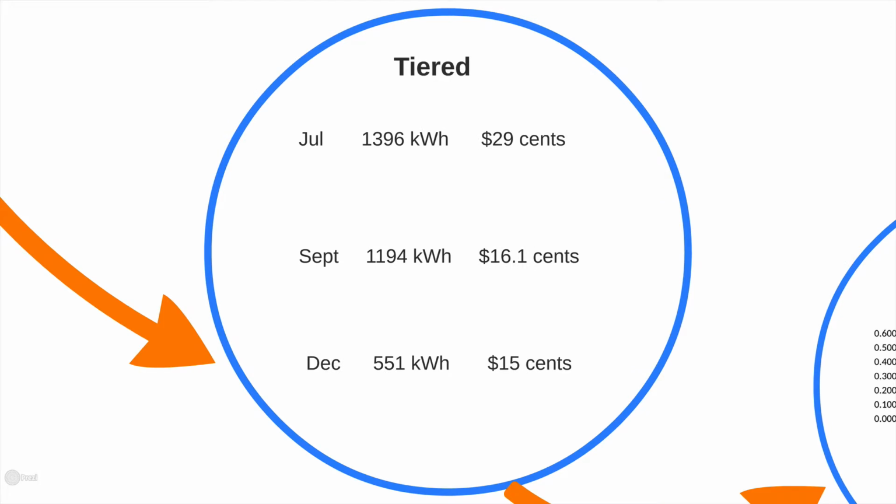Next, I want to ask you a question. Do you know that your bill is tiered? What does that mean? It simply means that the more electricity you use, the more you will pay, and the less electricity you use, the less you will pay for it. By the way, these numbers were taken from my own Pepco bill.